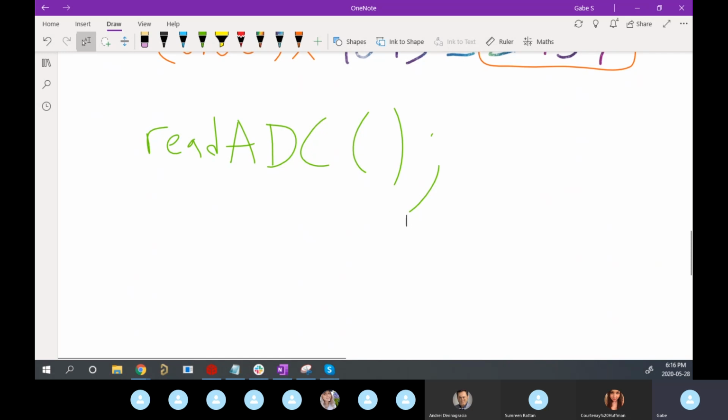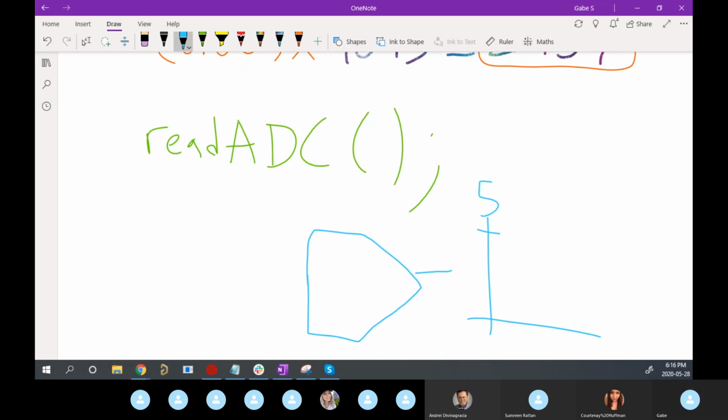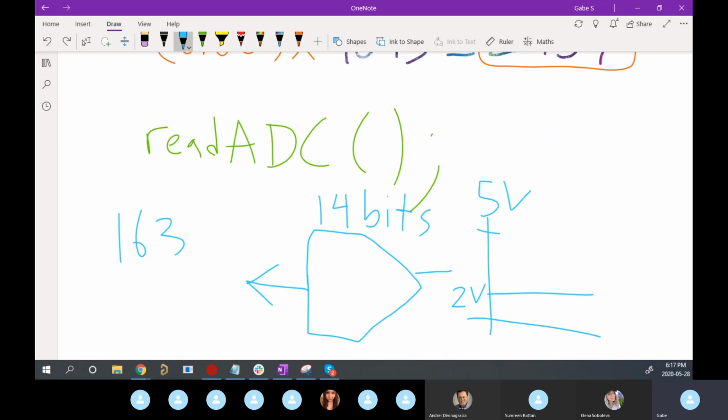What would I get if I were measuring 2 volts, for example? Can someone give me the answer? So if I were measuring 2 volts, and I'm 14 bits, what would I get out of here? What number? 1638. Well, I'm going to trust you guys. I guess I could just do the math myself, but that's a lot of work. But yeah, that's it. Super easy, nothing to it.